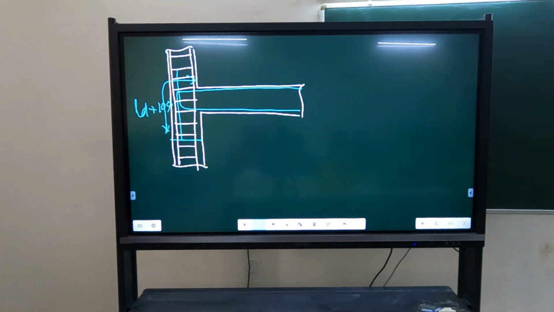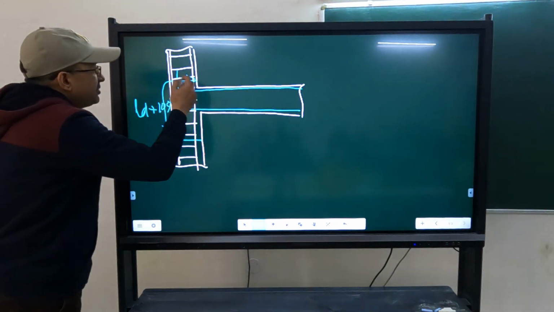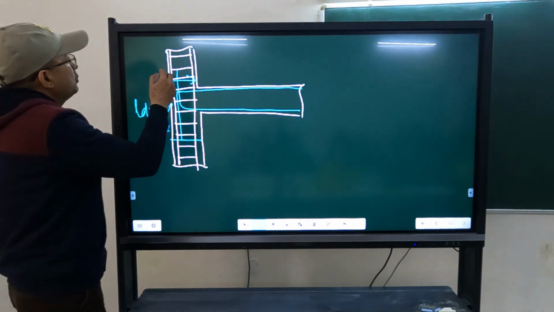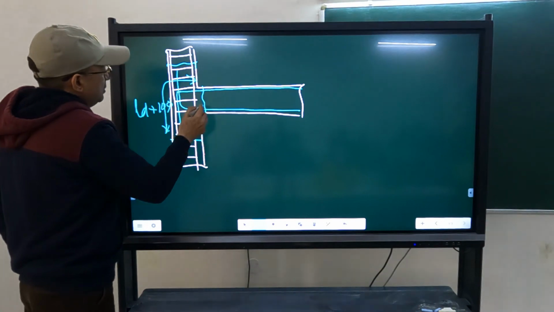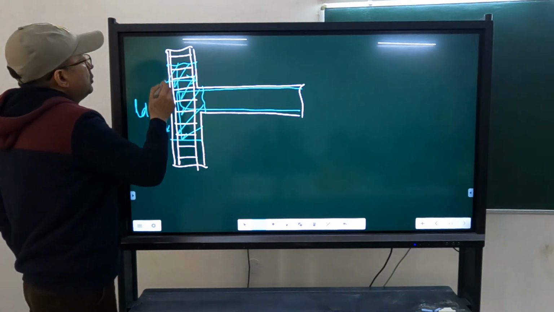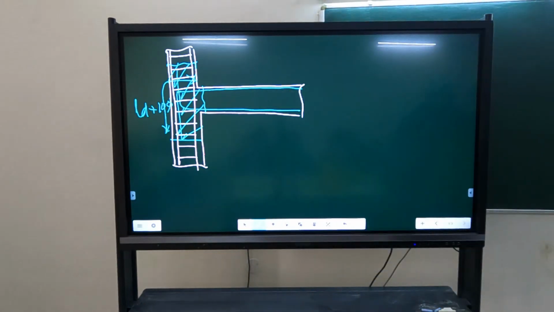But if the beam and columns are of different grades, then what you have to do? First you have to cast your column up to this point, then place the beam reinforcement, then cast this portion of the column with the same grade of concrete as the column, and then you will cast the beam and slab.